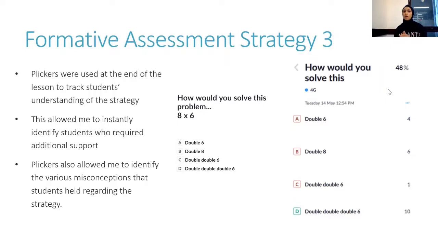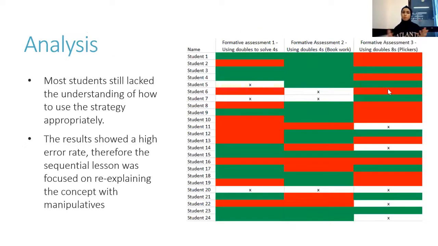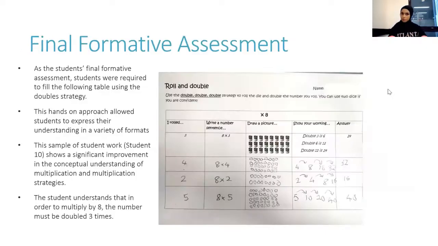So for the third lesson, I used Plickers as an interactive strategy for students to assess their knowledge. This allowed me to instantly identify those students who required that additional support, and it also allowed me to see the misconceptions that they held, as I actually included some misconceptions that I thought that they would have. So many students still lacked that understanding of how to apply that strategy effectively, and the error rate was actually quite high, with only 48% of students actually understanding how to apply that strategy. So the following lesson was again focused on re-explaining that concept with manipulatives and really focusing on those visual strategies for students to be able to see exactly how it would be doubled.